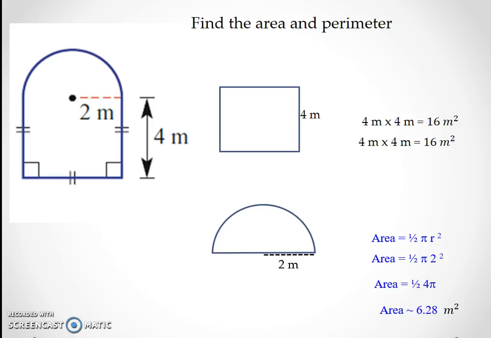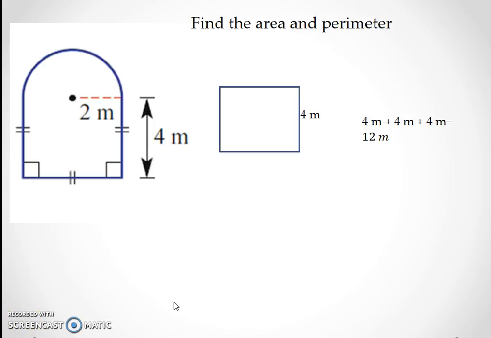We're not done yet. We need to add the areas together. So 16 meters squared plus 6.28 meters squared is going to give us the total area of this shape, 22.28 meters squared. Okay, let's find the perimeter. For this bottom square, we've only got 3 sides. So it would be 4 meters plus 4 meters plus 4 meters, and we'd get 12 meters.